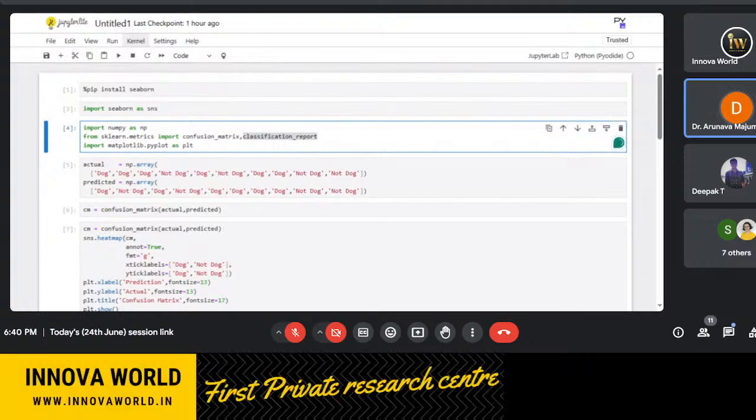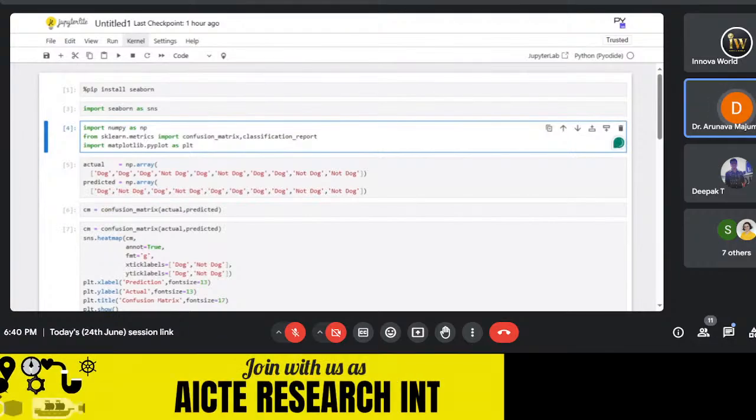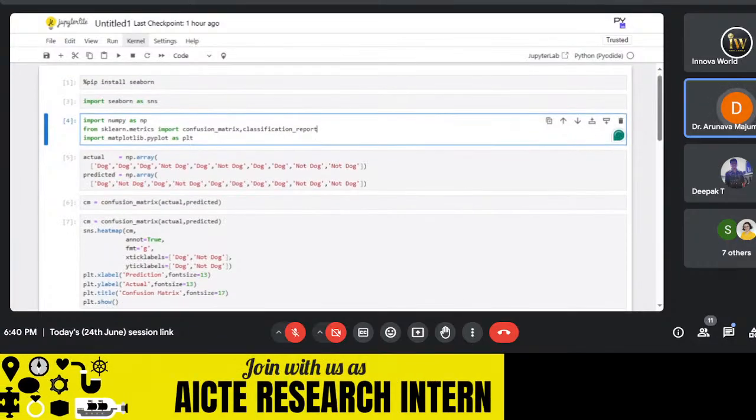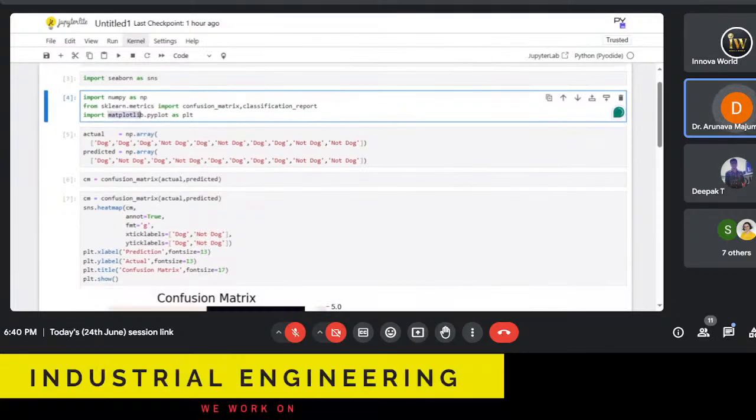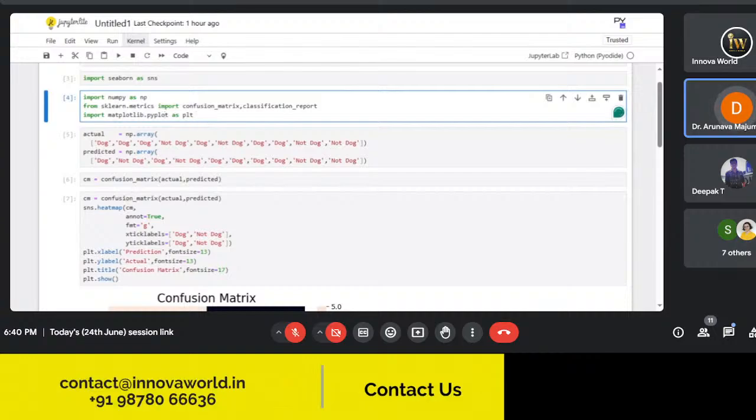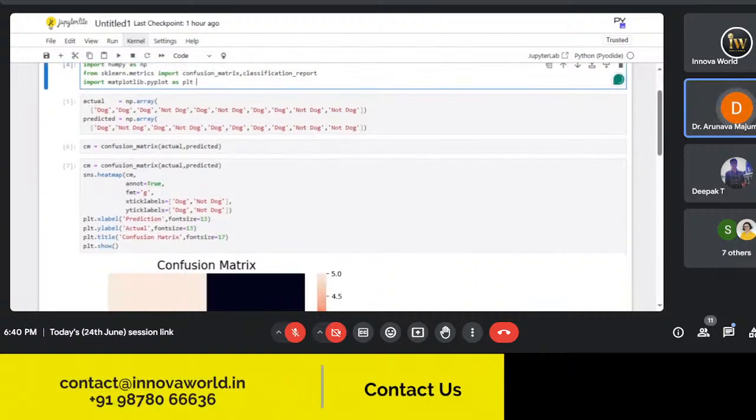So the classification report includes all the reports, that is precision, accuracy, F1 score, everything. Okay. Then this library, pyplot as plt. You can use another name also.